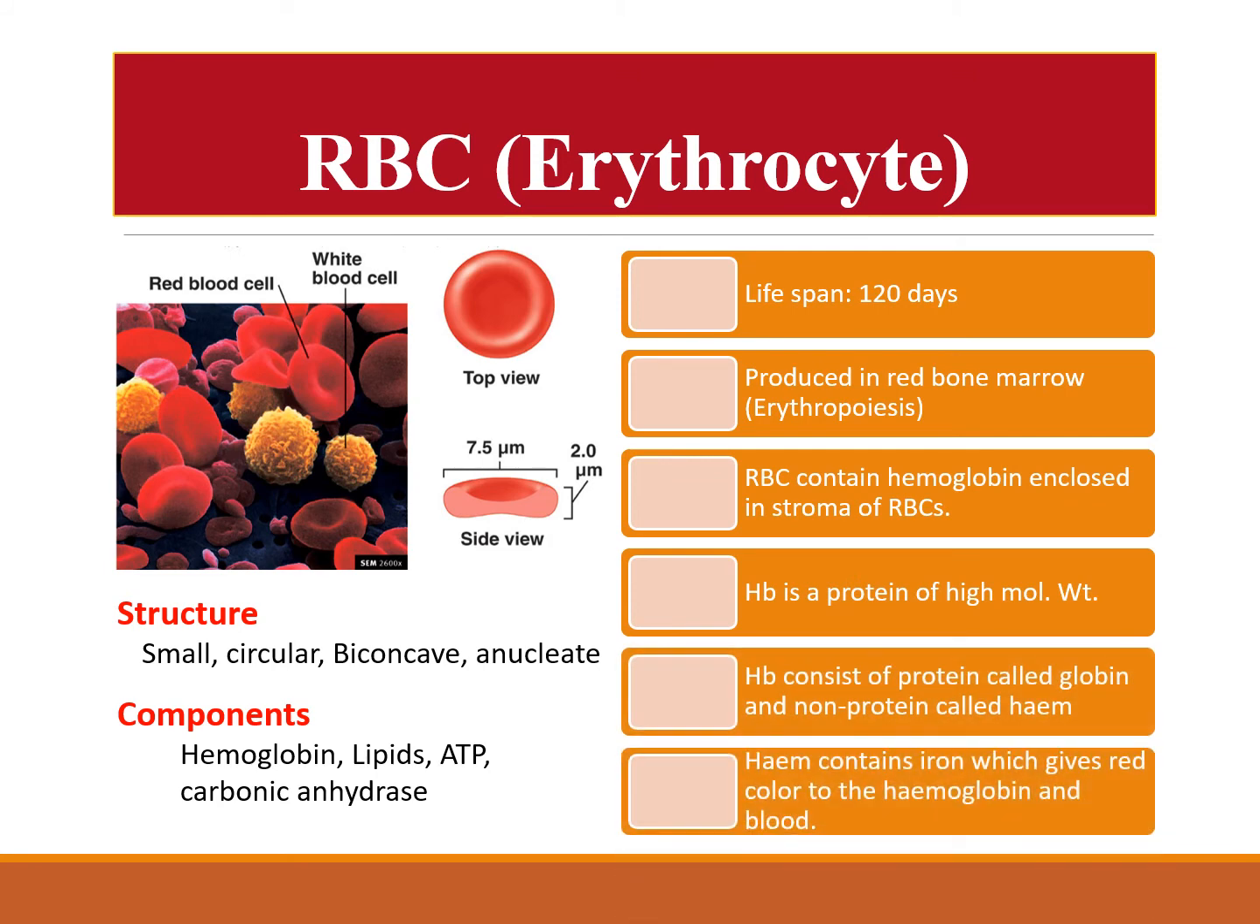It is produced in the red bone marrow and the process is called erythropoiesis. RBC contains the hemoglobin that is enclosed in the stroma of RBC. Hemoglobin is a protein of high molecular weight. Hemoglobin consists of protein called globin and non-protein called heme. Heme contains iron that gives red color to the hemoglobin and blood.